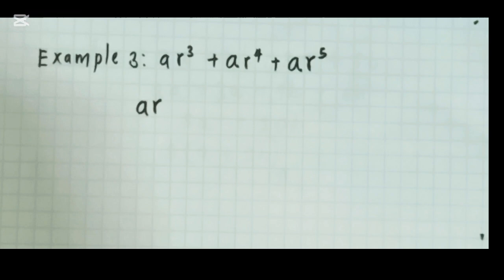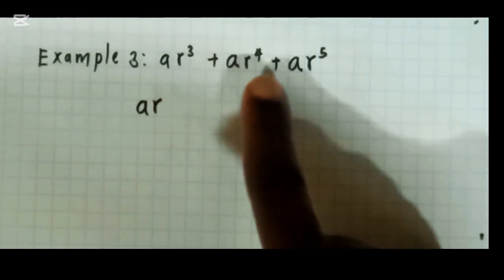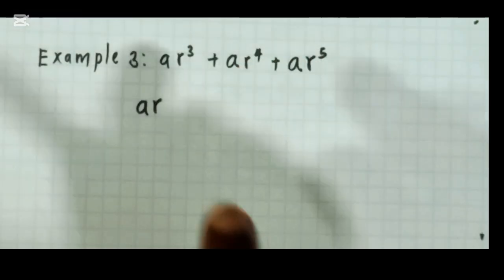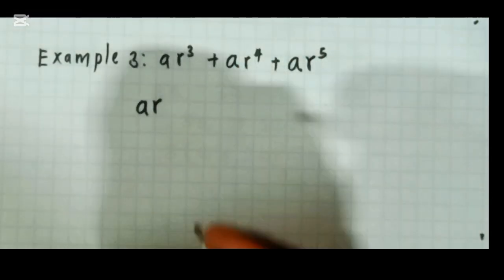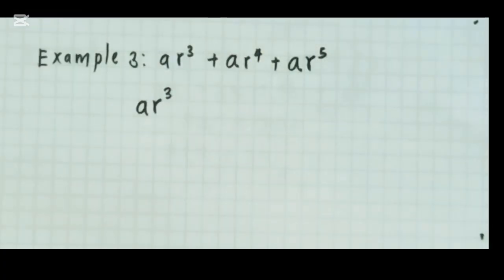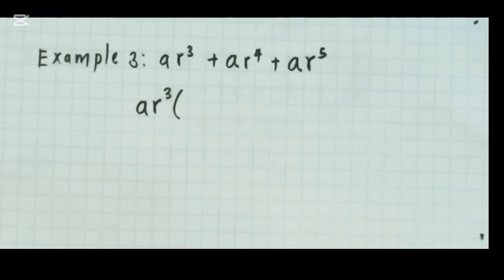The same will also apply for R. We are going to take R with the lowest power in our GCD, or our common divisor. So note that R here has the power of 3, R here has the power of 4, and R here has the power of 5. So in our common divisor here, we're going to have our R raised to the power of 3, which is the lowest power. So that there is going to be our common divisor, AR cubed. Then we shall introduce our bracket.